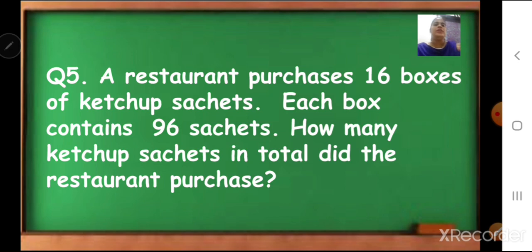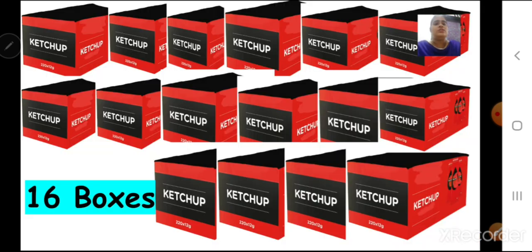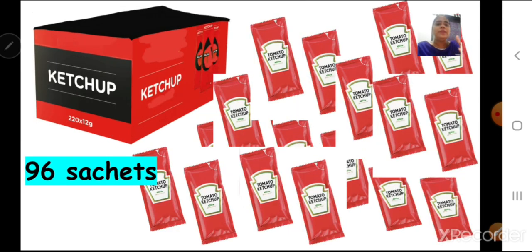Now children, here you have to imagine. Use your imagination power and imagine that there is a restaurant which has purchased 16 boxes of ketchup sachets. There are 16 boxes in front of you, and in one box there are 96 sachets of tomato ketchup or any ketchup. So 96 sachets are there in one box.